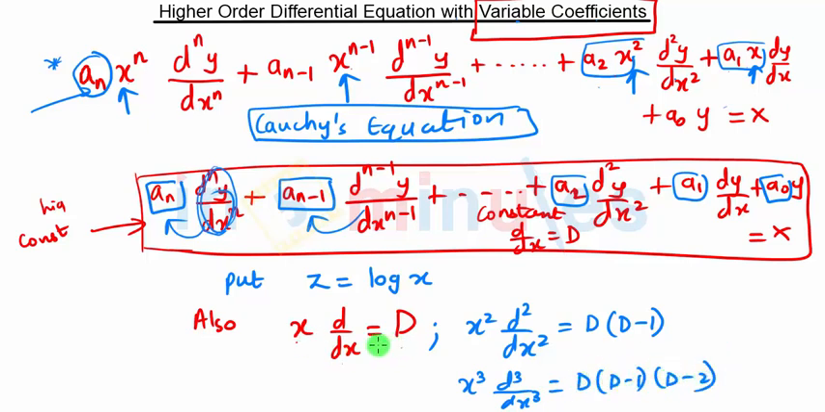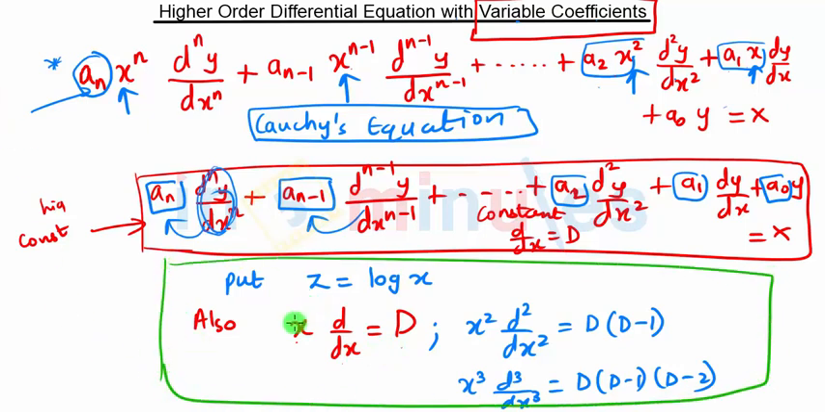So this is the basic change between constant coefficients and variable coefficients. In variable coefficients, if it is a Cauchy's equation, we substitute z = log x and we substitute x d/dx = D. When it is x^2 d^2/dx^2, we substitute D(D-1), and in this case D is represented as d/dz. This will be more clear when we see a problem of this type.